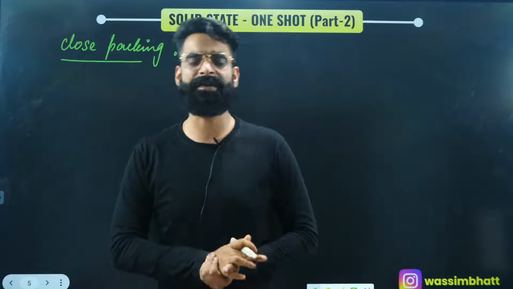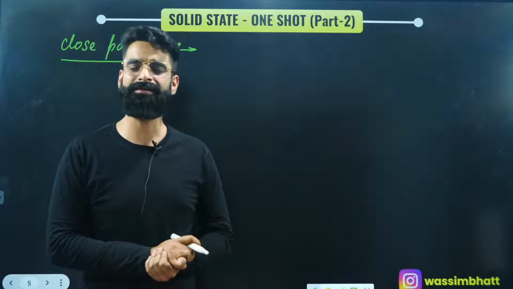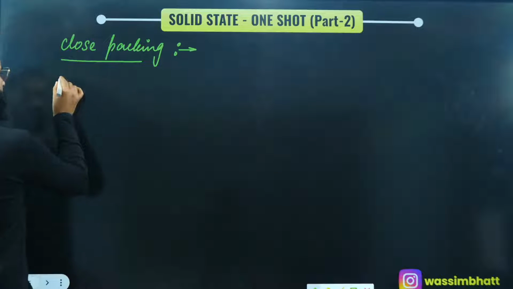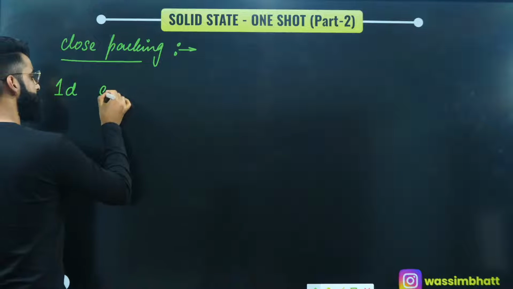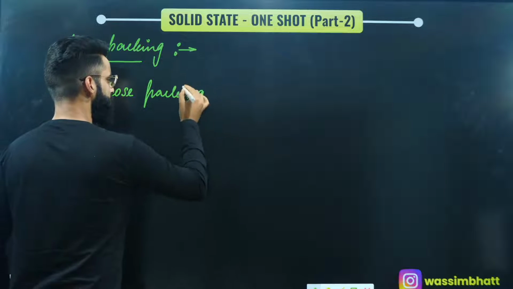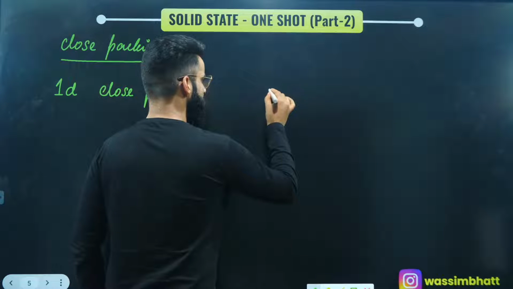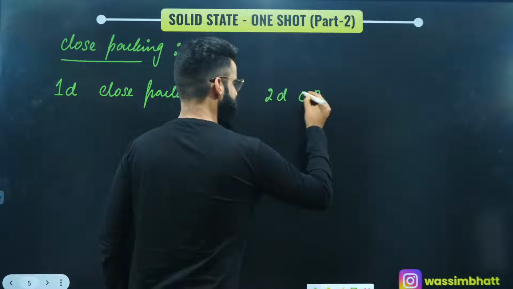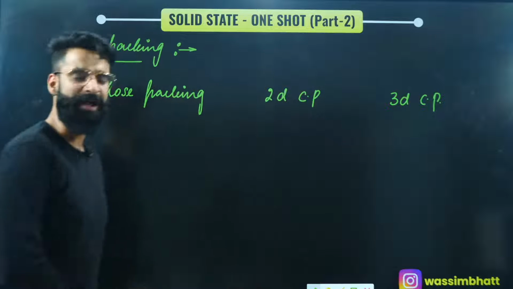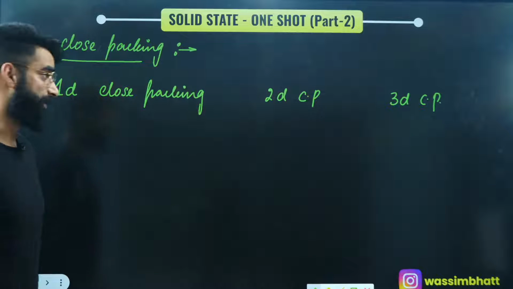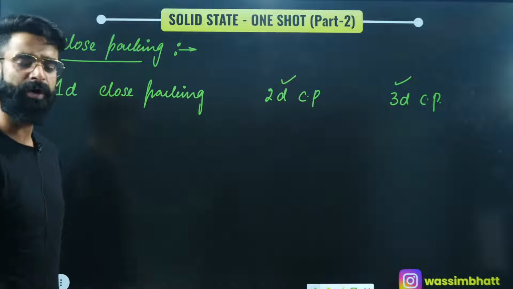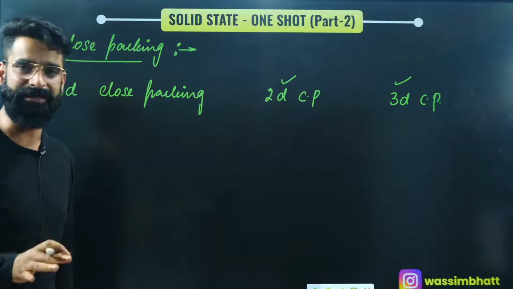So people, this close packing of constituent particles in the solid is done in different types, right? The first type is what we call one-dimensional close packing. The second one is called two-dimensional close packing. And the third one is called three-dimensional close packing. Out of these, in tonight's session we'll be talking about 2D close packing and 3D close packing in detail, correct?